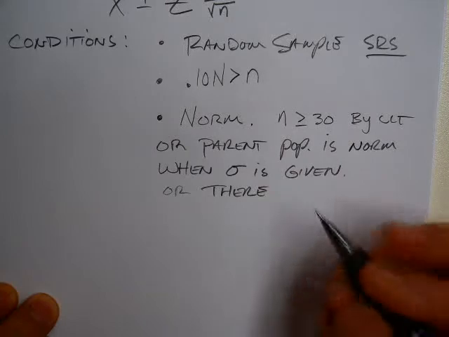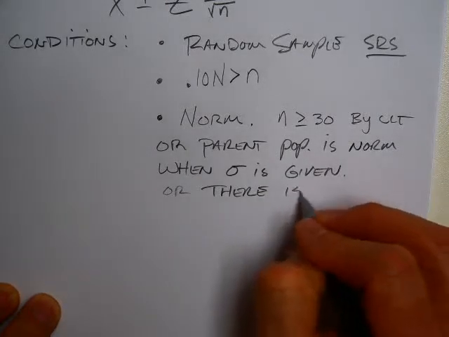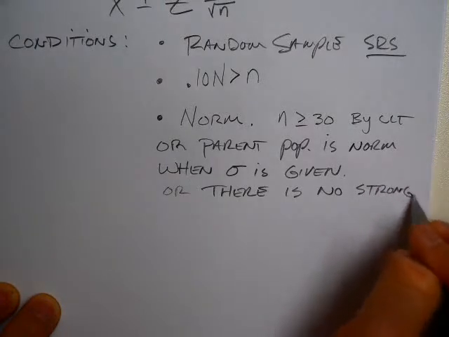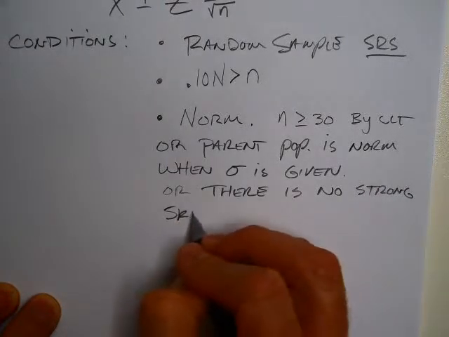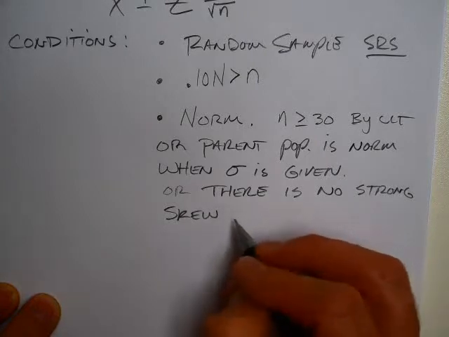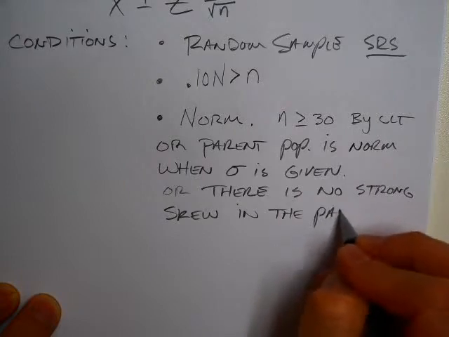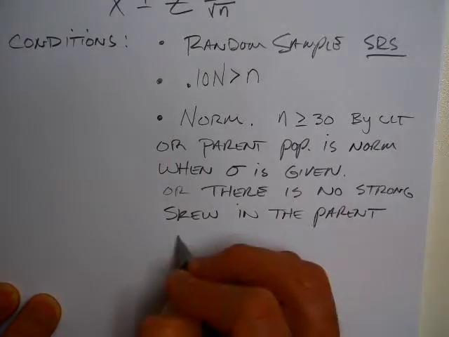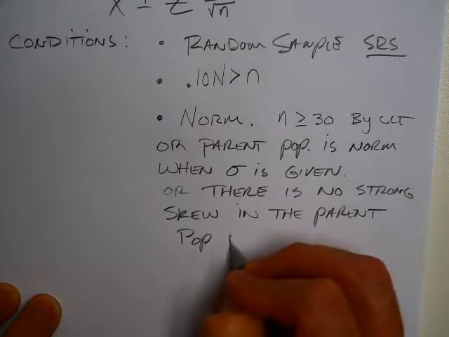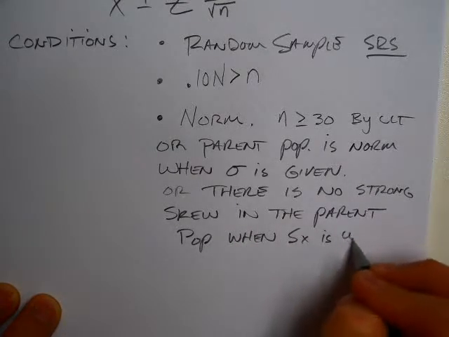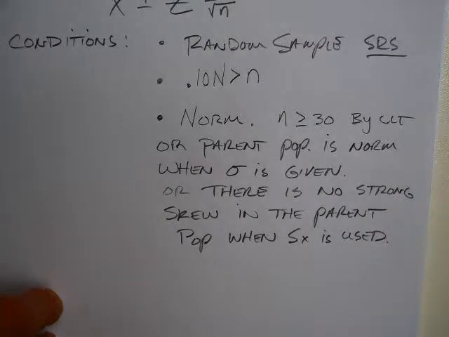I detect a problem in my notes that I wrote the other day here. Is no strong skew. A little skew is okay in the parent. When SX is used. Actually, I don't really know that I do detect the problem now. Let's see it.